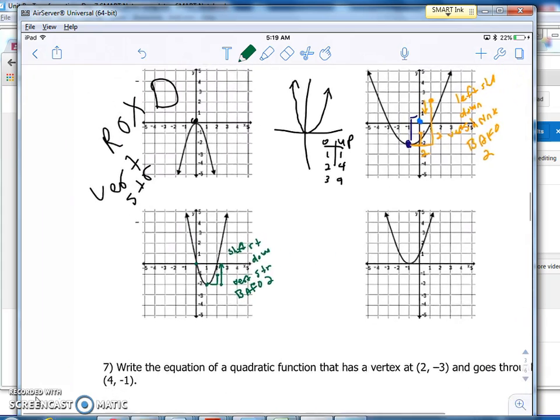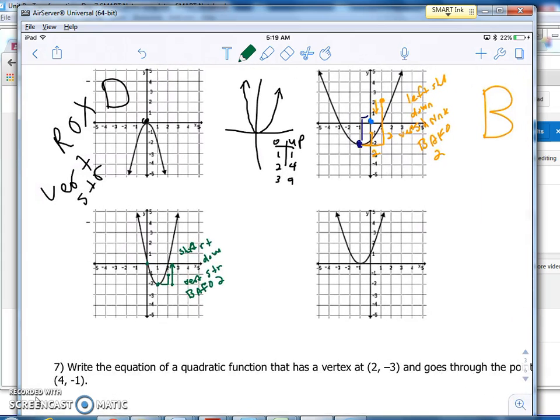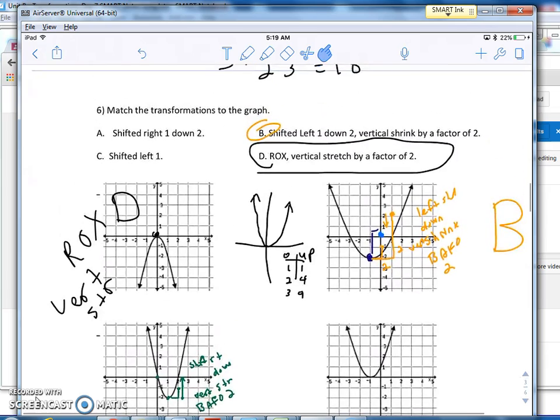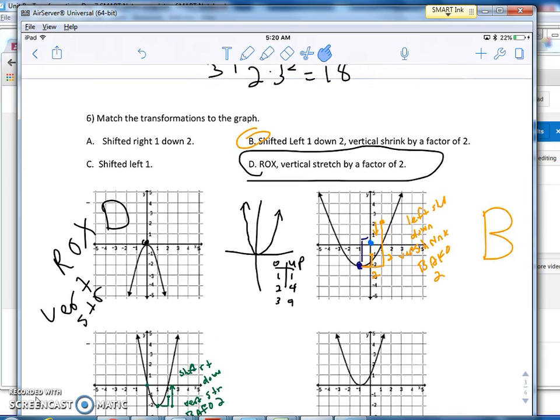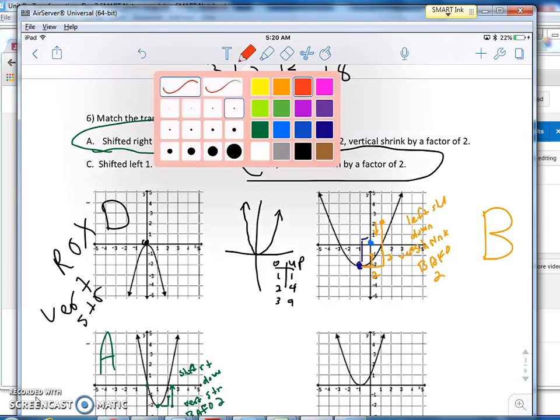Let's see if we can find that transformation. Shift right, shift down, vertical stretch by a factor of 2. And close, huh? So it looks like it should be A. We're just missing that vertical stretch. Maybe the computer changed the graph a little bit. A has 2 of the 3 transformations, so we'll count that for now. And let's look at the third one.